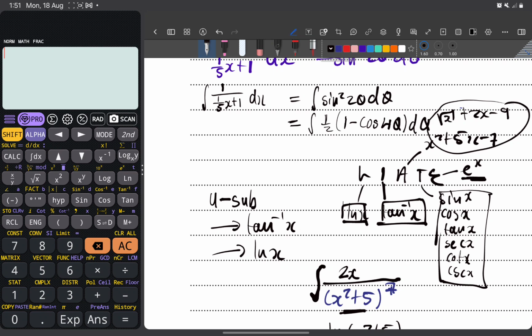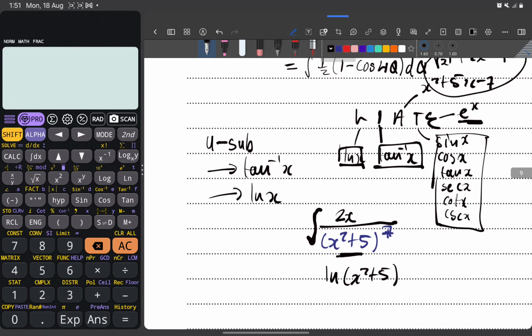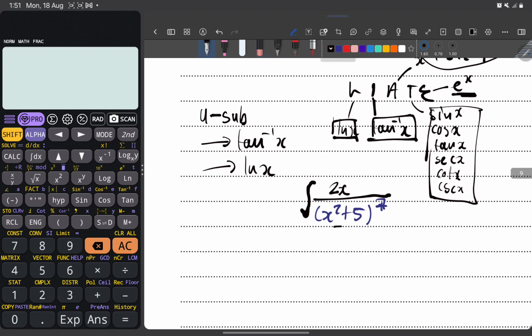Once you have an integration like this, you use u sub. U sub is when the top is the derivative of the inside of the denominator. The denominator will be composite. But if you differentiate the inside of that composite thing and you get the top, then you are supposed to use u sub if you are to integrate such a fraction. You understand? It's a fraction. That will be like that.